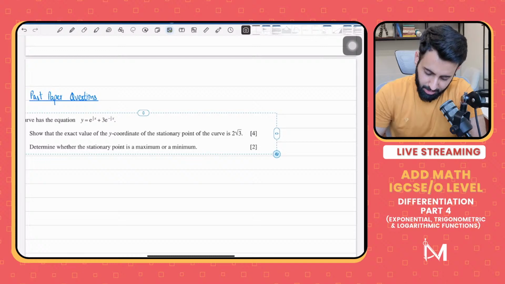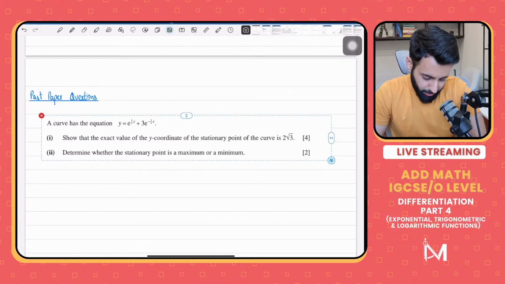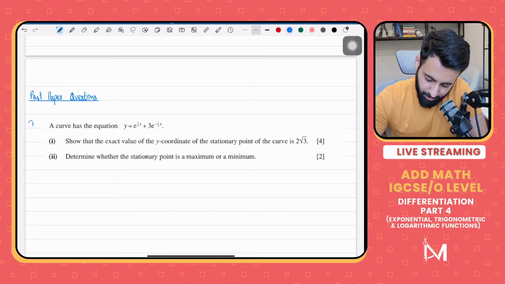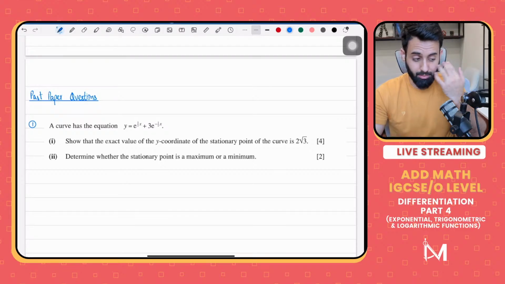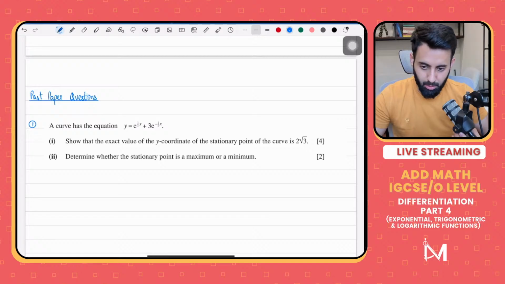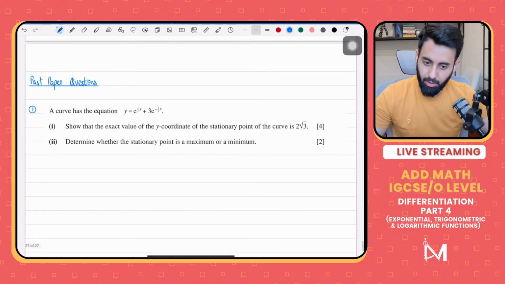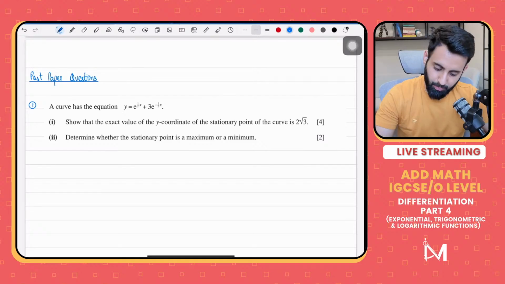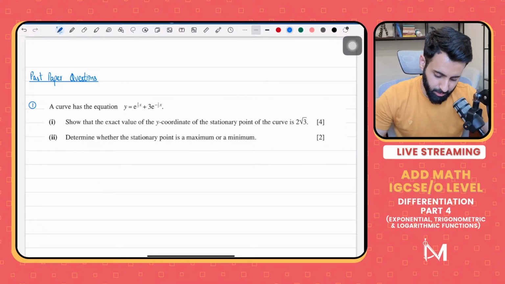So here's one question. In all these questions, since the majority of the questions that I have are not from recent years, as in they are from papers prior to the syllabus change, we're going to try and not use a calculator unless we reach a point where we absolutely have to. Okay. So this is what we're supposed to differentiate.